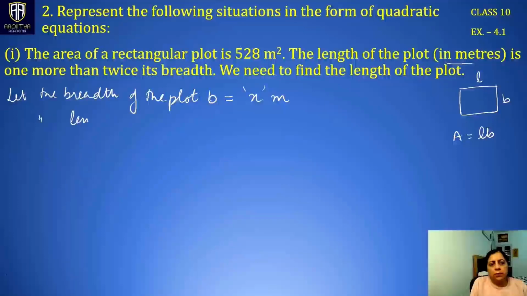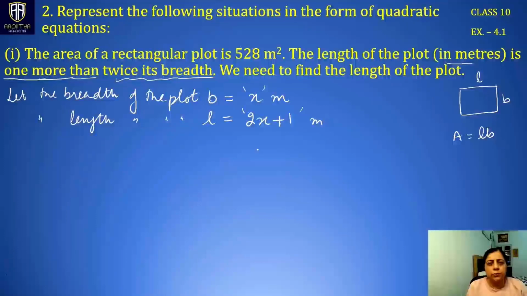So the length of the plot L is 1 more, right, plus 1 on the right hand side of the expression. 1 more than what? 1 more than twice its breadth. So breadth is x, twice of breadth becomes 2x. So length becomes 2x plus 1 meters. Right? This is how we assign variable and then form the quadratic equation. The breadth of the plot becomes x meters and length becomes 2x plus 1 meters.